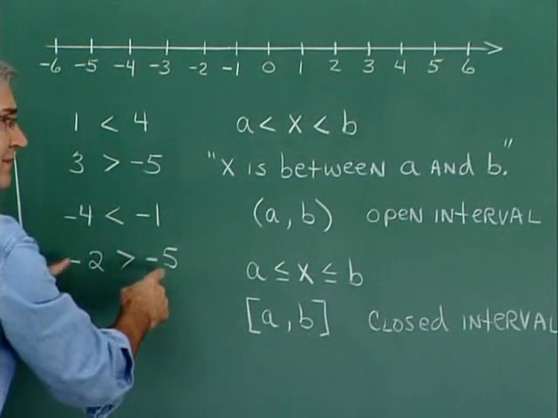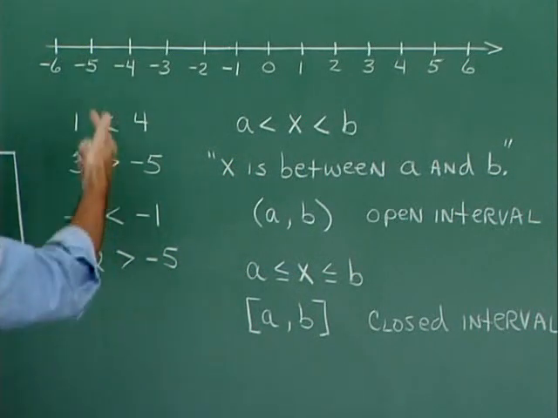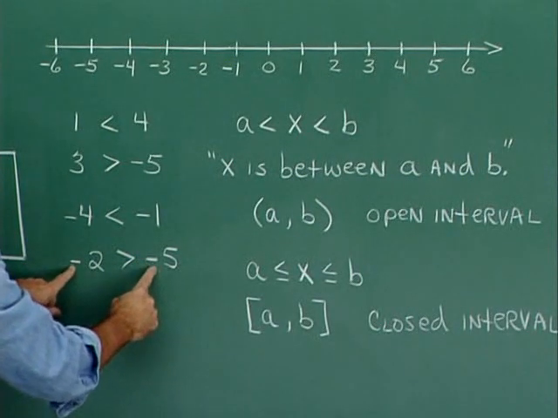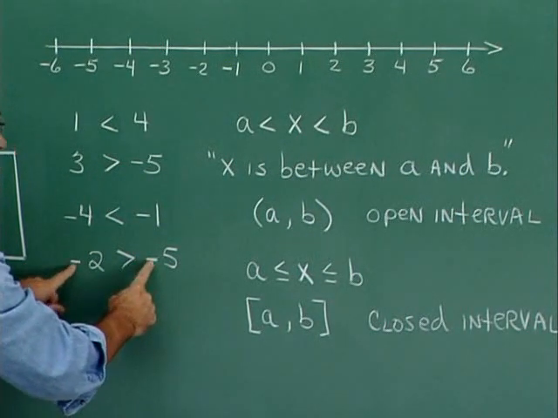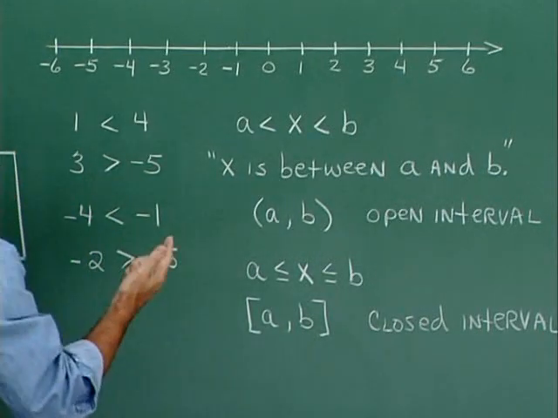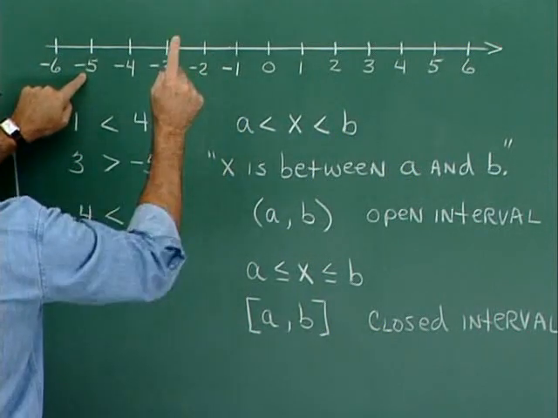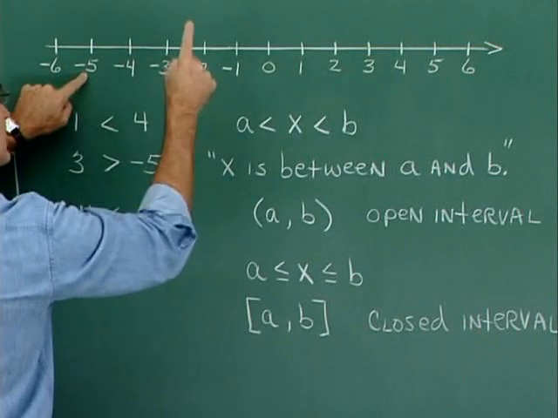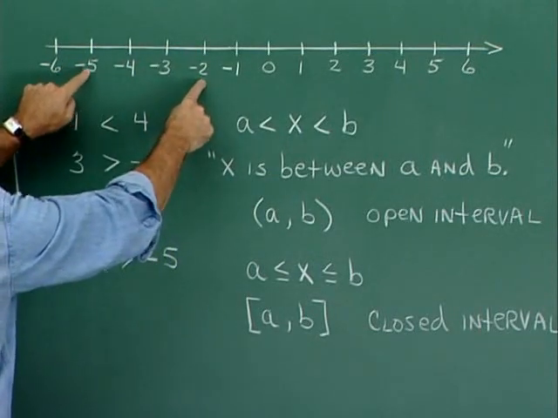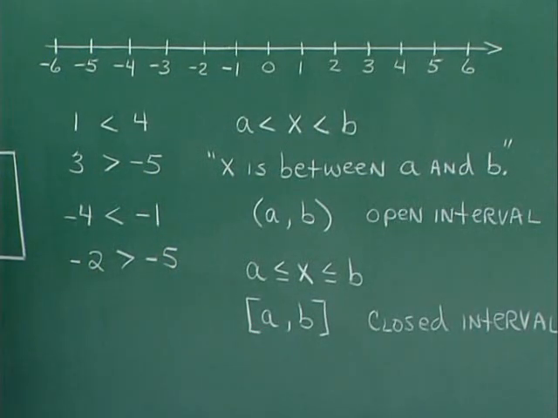-2 and -5. Now, if there's any challenging situation involved with this order relationship idea, it is a situation in which both of the numbers are negative. And it's important to actually think about their position on the number line. Here's -5, here's -2, and the comparison of -2 to -5 is that -2 is greater than -5 because -2 lies to the right of -5 on the number line. So -2 is greater than -5.